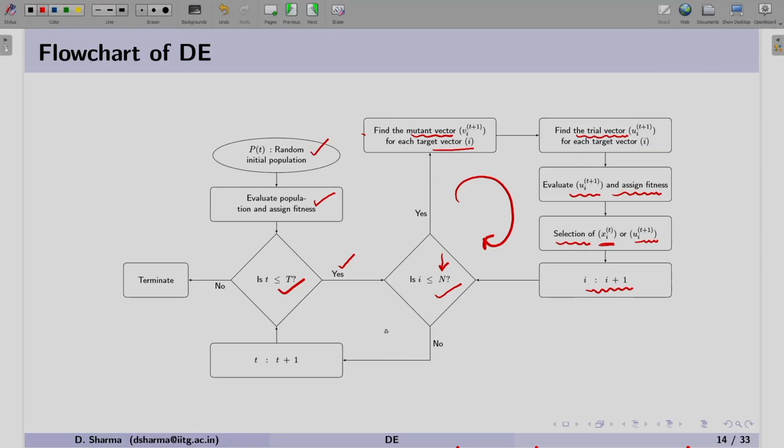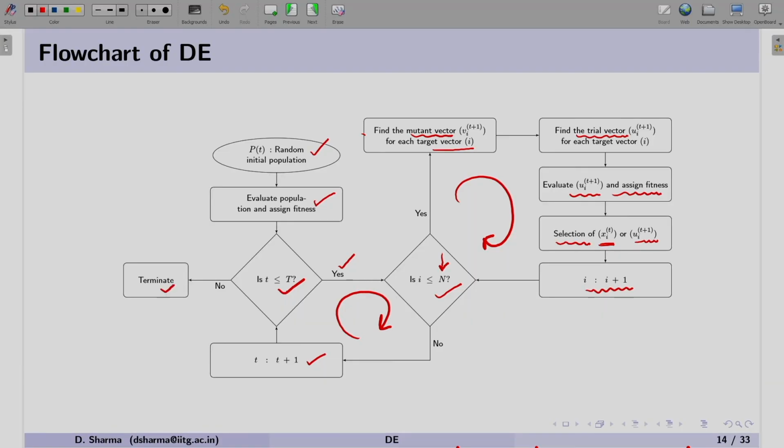Thereafter, once the population is done, we will be moving to the upper loop on the number of generations. So, we increase the counter by 1. This process will be followed till the number of generations exceeds the maximum number of generations. Once it is done, we terminate the algorithm and report the optimum solution.